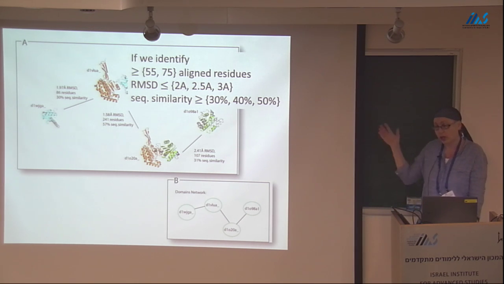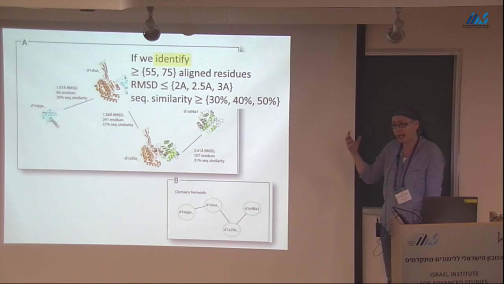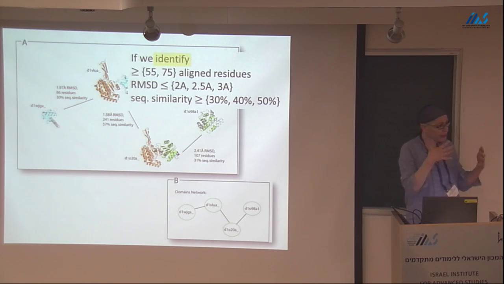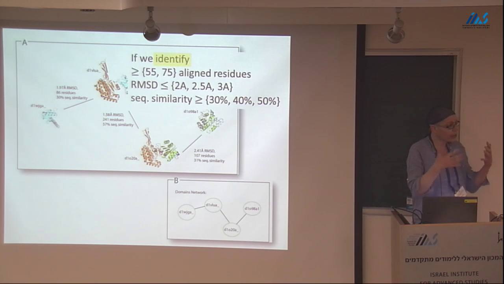And I'll talk in a minute about how we selected the thresholds that you actually use. But I want to highlight that if you have the alignment, if you identify the 2 sets of substructures in the 2 proteins, checking what is the RMSD or how long the alignment is or what is the sequence similarity, this is a trivial process. The challenge is to find these alignments. But we didn't do it.